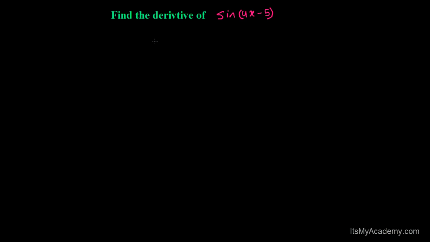Now here we are going to find out the derivative of another trig function, that is sine of 4x minus 5. For sine, this complete expression 4x minus 5 is the angle, like you might be writing sine theta, so theta is your angle, like 40 degrees, 50 degrees. Similarly here the angle is 4x minus 5. So we are going to find out the derivative of sine 4x minus 5.